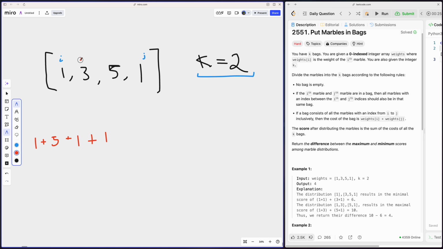Similarly, if I and J was right here, that means we split down the middle. So you see how every time we have a split, these two numbers will always be in our score, as well as always the first and the last, because we just need to distribute all the marbles. So the first element and the last element will always be in the score. So for this one, if we did a split down the middle, it would be 1 plus 3 plus 5 plus 1, which is 10.